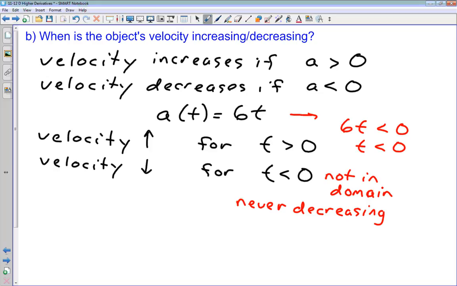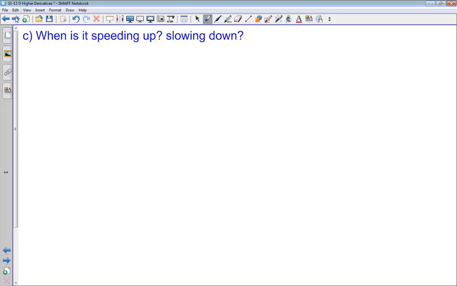Now, here's the tricky question. When is our particle speeding up and when is it slowing down? And why is this question different from the previous question? So what is the difference between speed and velocity? Or what is the relationship between speed and velocity? How are these two concepts connected to one another?